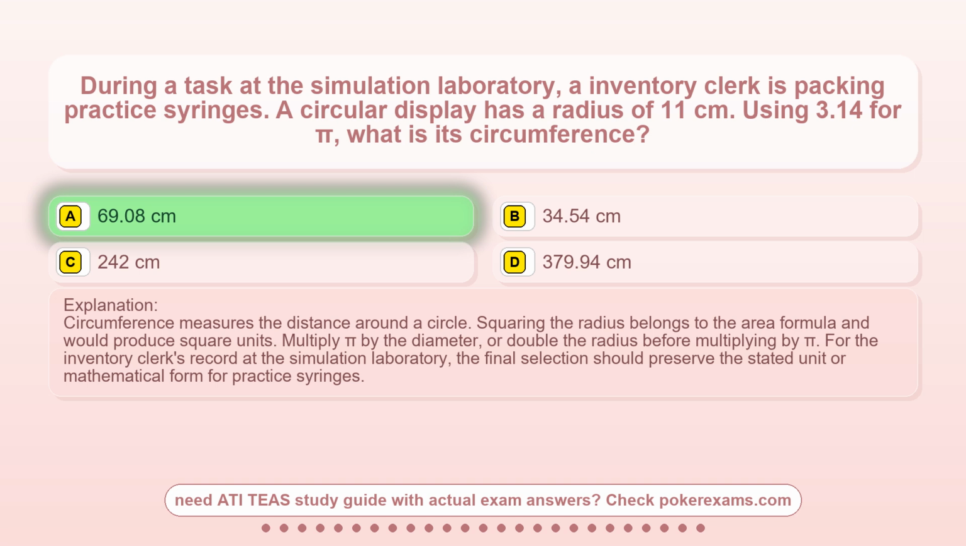Circumference measures the distance around a circle. Squaring the radius belongs to the area formula and would produce square units. Multiply pi by the diameter, or double the radius before multiplying by pi. For the inventory clerk's record at the simulation laboratory, the final selection should preserve the stated unit or mathematical form for practice syringes.